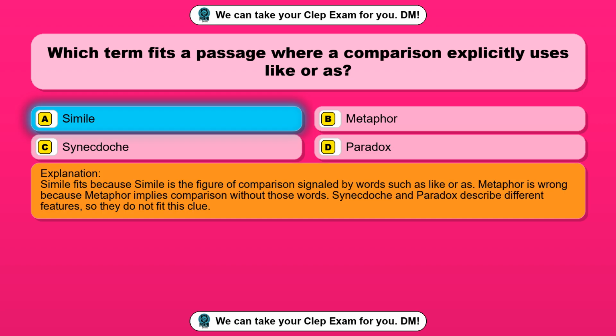Simile fits because simile is the figure of comparison signaled by words such as like or as. Metaphor is wrong because metaphor implies comparison without those words. Synecdoche and paradox describe different features, so they do not fit this clue.